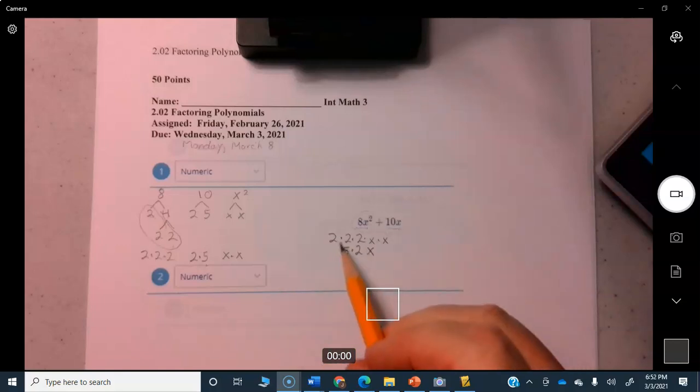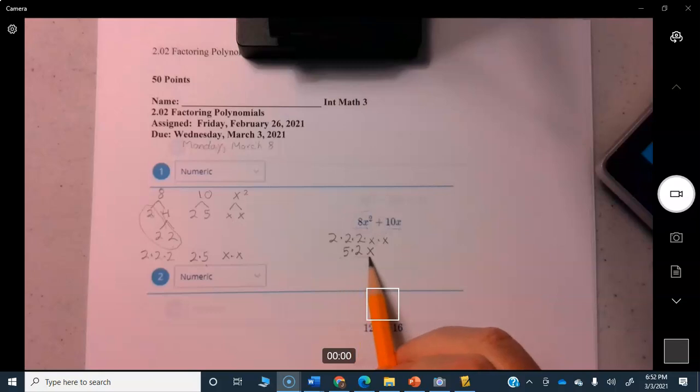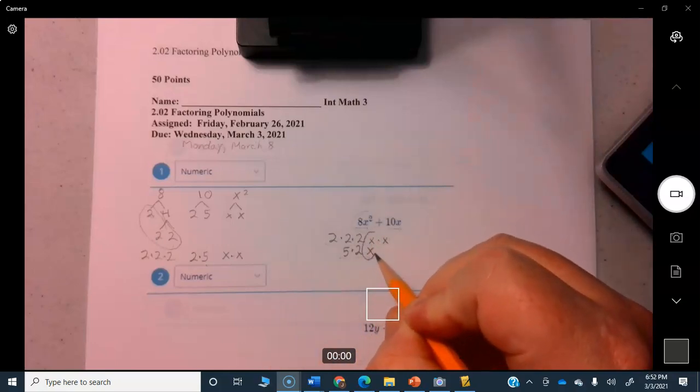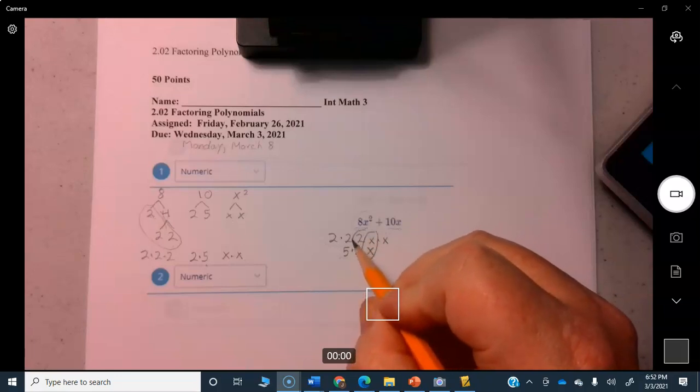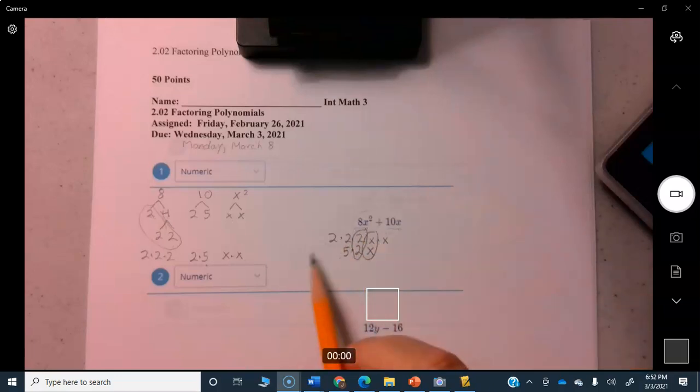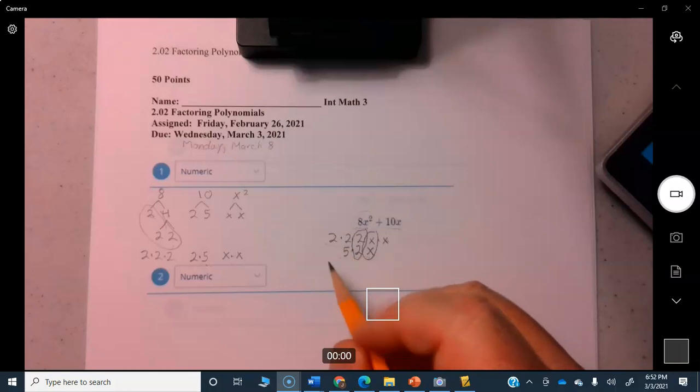Now what you do is you take these two, this is 10x prime factored out, and this is 8x squared prime factored out. You circle anything that they have in common. Well, what they have in common is the x right here, and the 2 right here. They don't have anything else in common. This 2 doesn't have a 2 to match up with. This 5 doesn't have a 5 up here to match up with. This x is all by itself. It doesn't have anything. So what you can factor out of this is 2x.